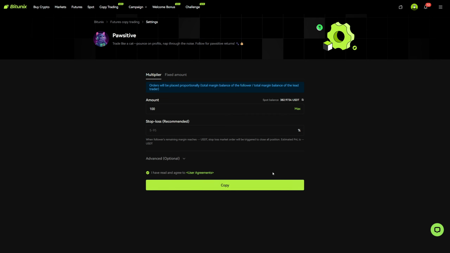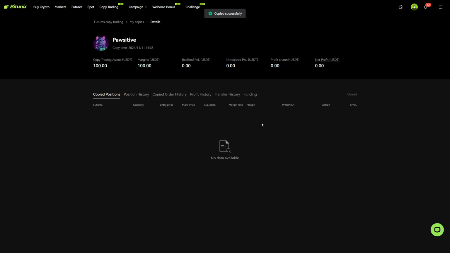Then I have read the terms and conditions, the user agreement. Please read this and be aware of the risks, okay? Copy trading is definitely a great tool to make passive income from professional traders. But as I said before, if the trader loses money, you will also lose money. So make sure that you are aware of the risks and all of the pros as well. Now I click on copy right here, and now we have initiated a copy trade.